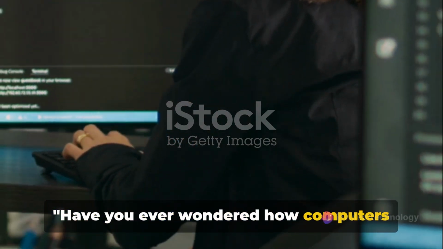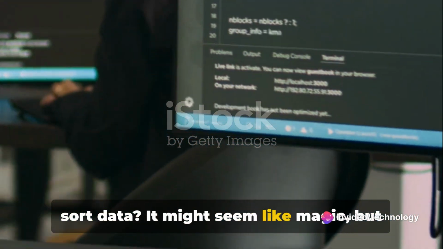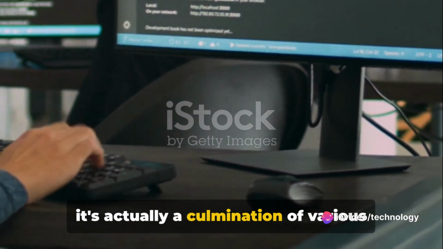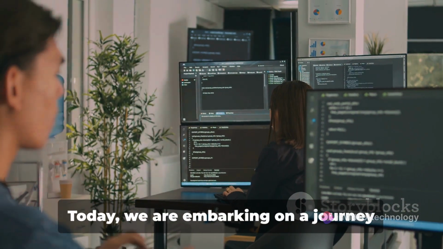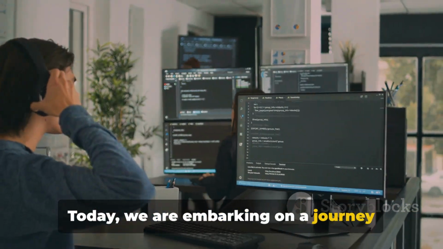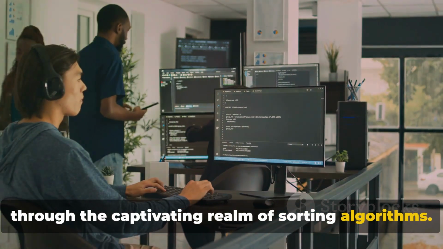Have you ever wondered how computers sort data? It might seem like magic, but it's actually a culmination of various clever techniques. Today, we are embarking on a journey through the captivating realm of sorting algorithms.